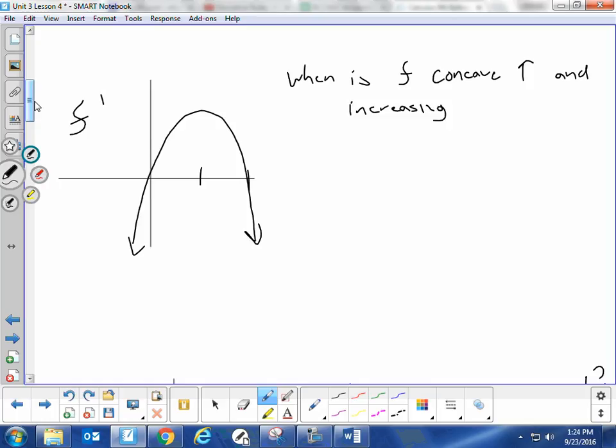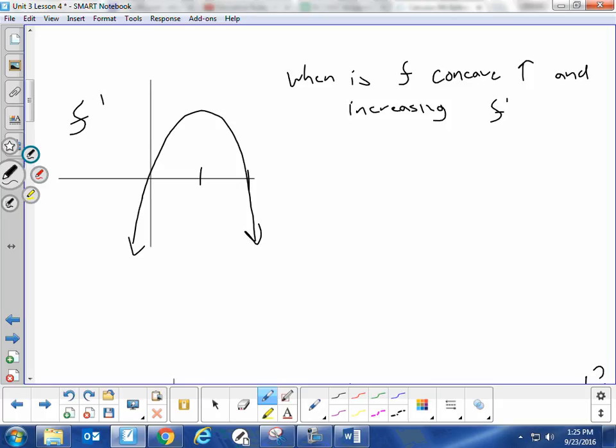Okay, let's do this one. So here's f prime. When is f concave up and increasing? Pause the video, and then you'll be able to see me do the work, if that's probably a better way to do things. All right, I'm going to do the work.